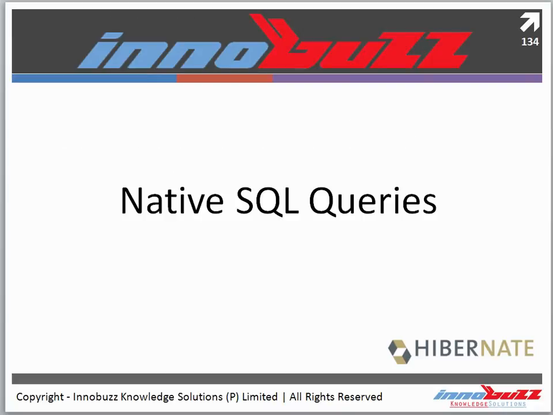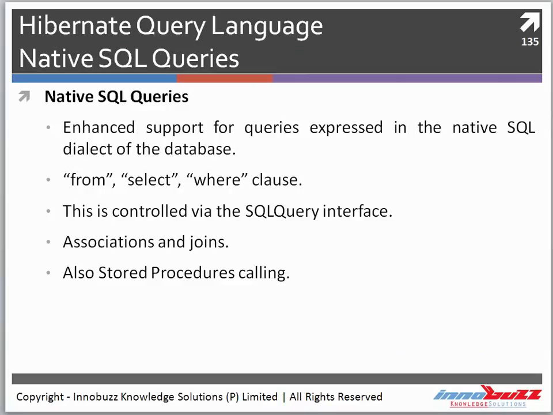Native SQL queries. You can also express queries in the native SQL dialect of your database. This is useful if you want to utilize database-specific features such as query hints or the CONNECT keyword in Oracle. It also provides a clean migration path from a direct SQL JDBC-based application to Hibernate. Hibernate 3 allows you to specify handwritten SQL, including stored procedures, for all create, update, delete, and load operations.